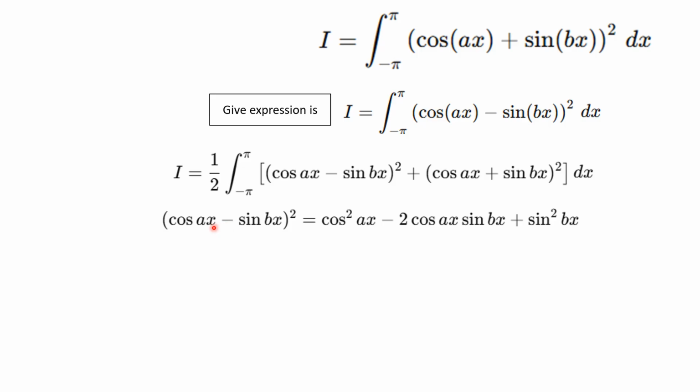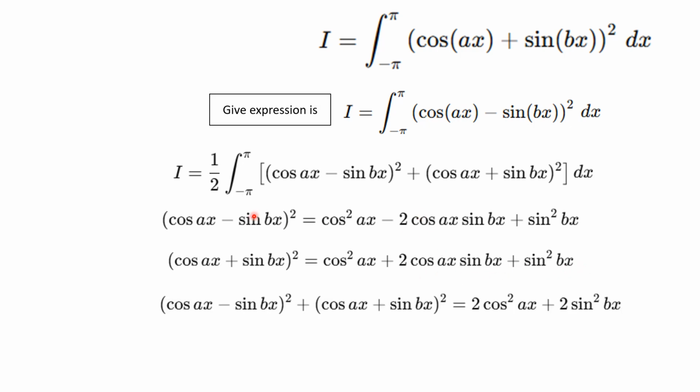Now let us consider (cos ax minus sin bx) whole square. Apply the (a minus b) whole square formula. Then this reduces to cos square ax minus 2 cos ax sin bx plus sin square bx. And next consider (cos ax plus sin bx) whole square. Apply the (a plus b) whole square formula. So we get (cos ax plus sin bx) whole square is equal to cos square ax plus 2 cos ax sin bx plus sin square bx.